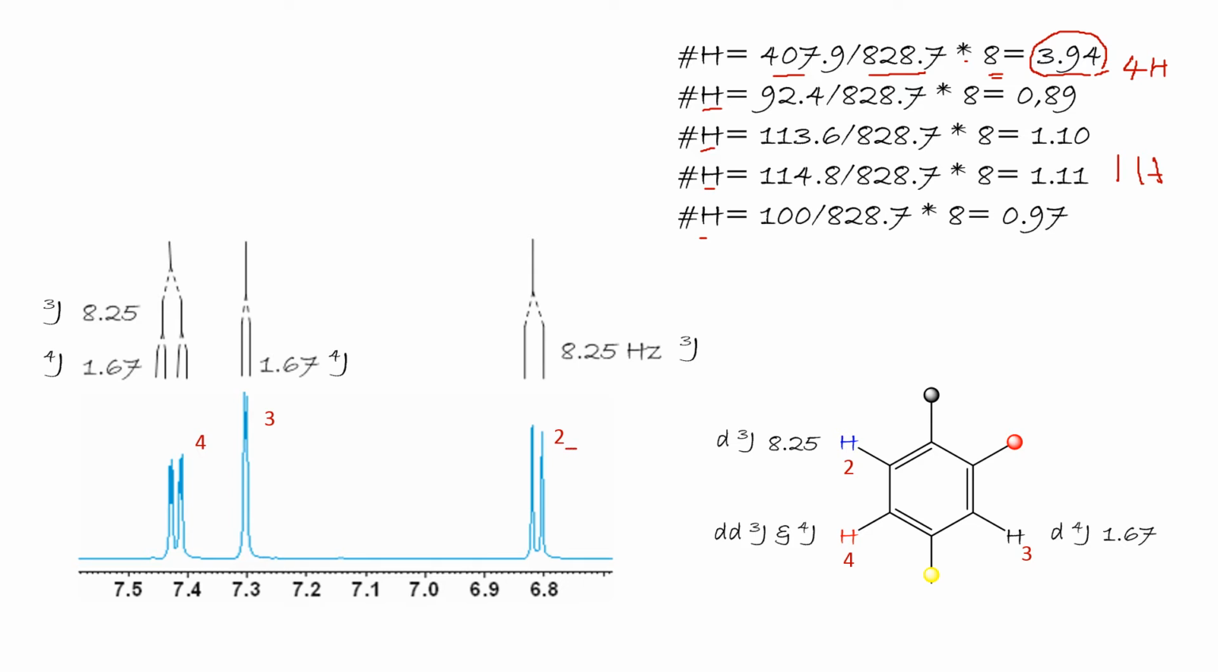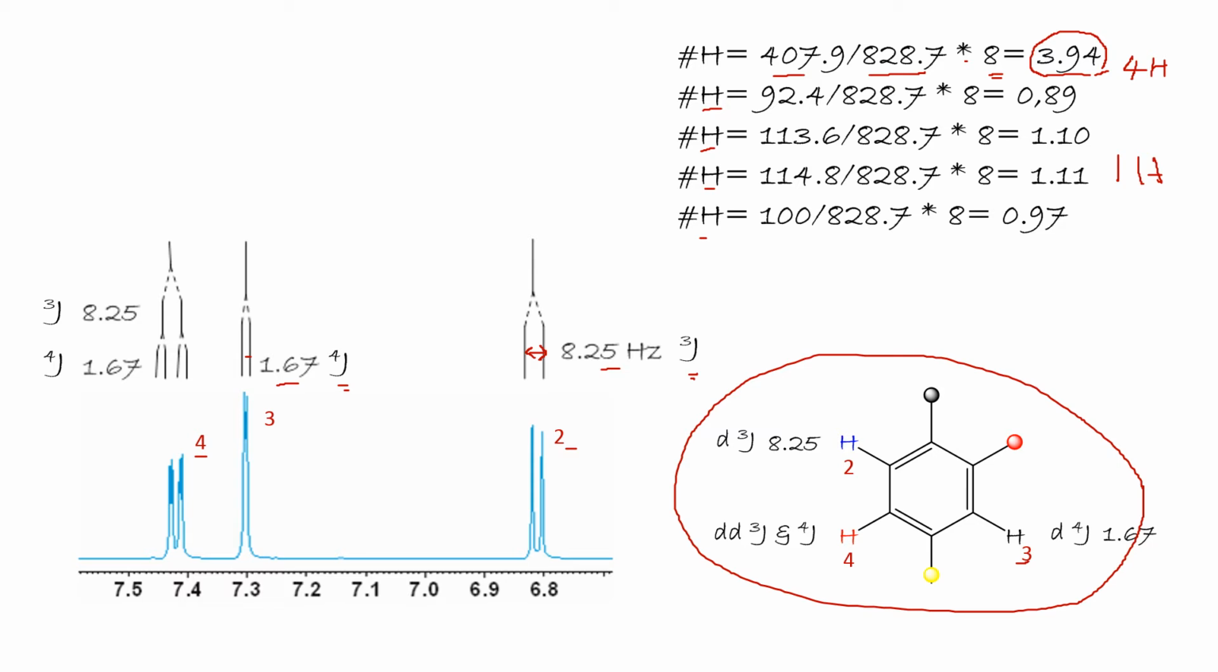As you can see, the J value of 8.25 hertz is J3. Here is 1.67, that's J4 for aromatic, and that is for the doublet of doublet. So we can say that we have this fragment, pretty easy. This is a doublet with J value 1.67, J4. This is a doublet with J3, 8.25, and this one, H4, is a doublet of doublet.